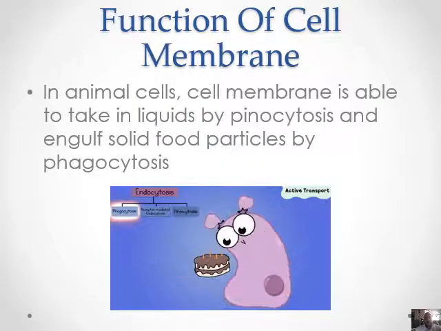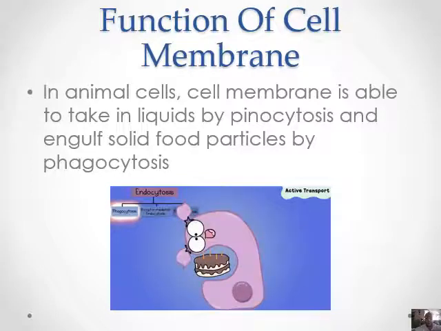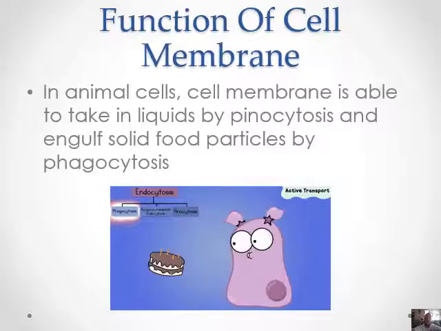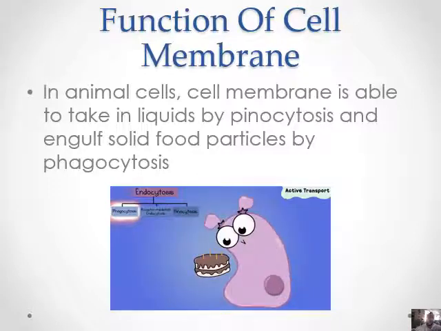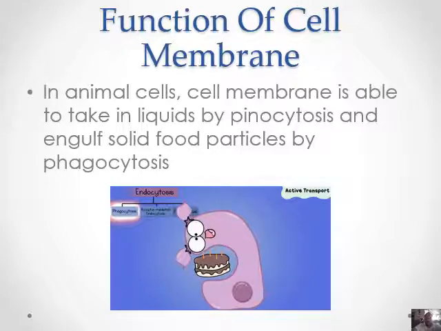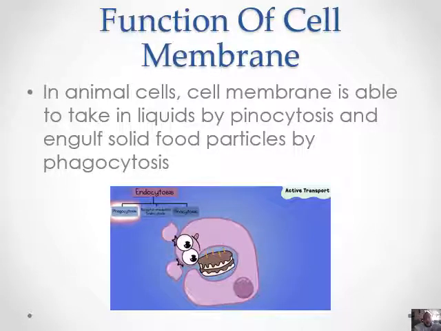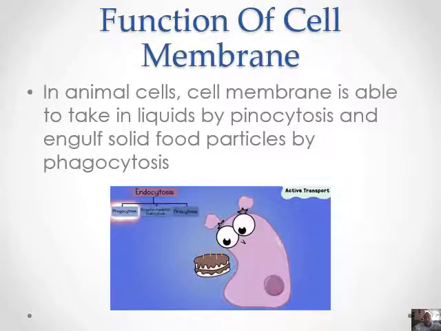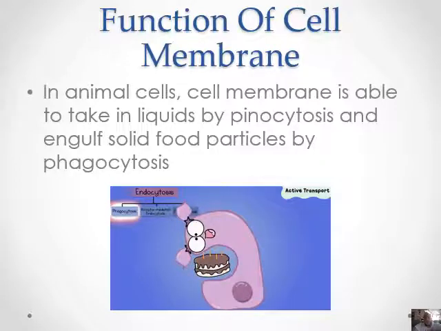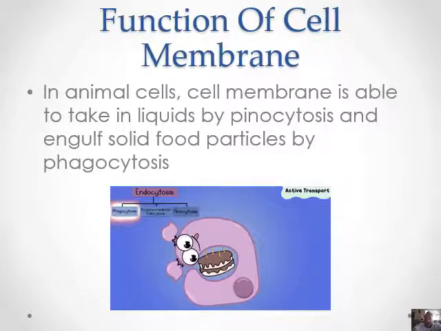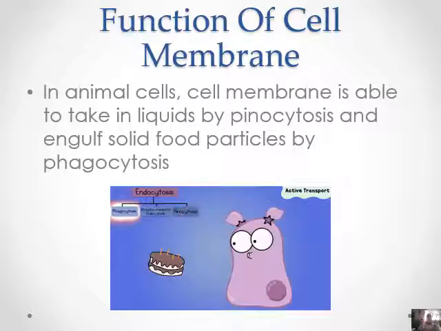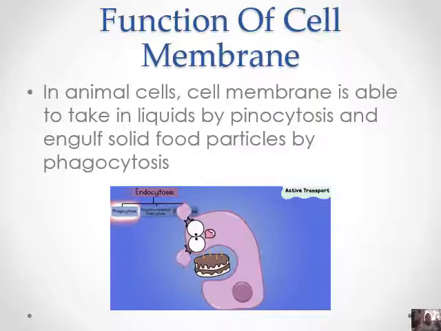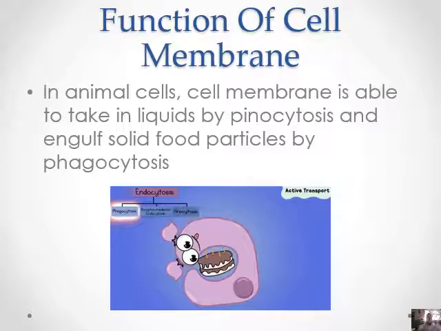Then we have the functions of the cell membrane, and you'll be able to see that beautiful little cute pink thing busy eating cake. Okay, an animal cell membrane is able to take up liquids in pinocytosis and engulf solid food particles by phagocytosis. Some people say phagocytosis. It's completely up to you. The word phago means to eat, and cytosis means of the cell. So this is eating of the cell, and you can see that this little cell over here, the cell membrane actually starts to open and grow around what it needs, and it can bring it inside, and then it can digest it.